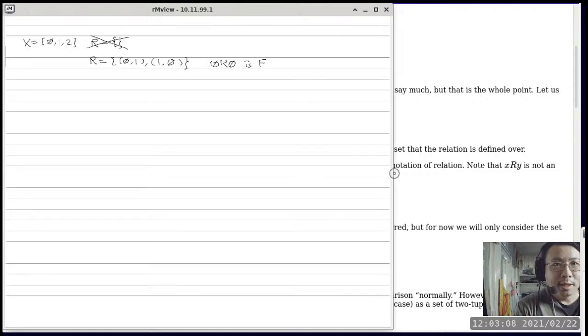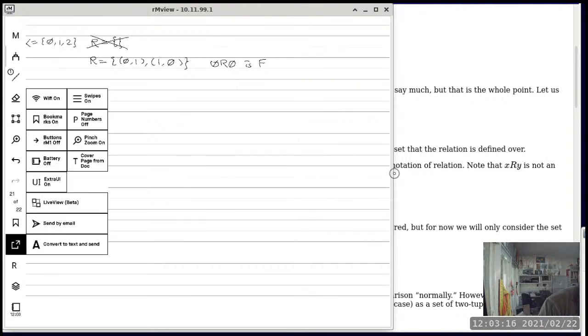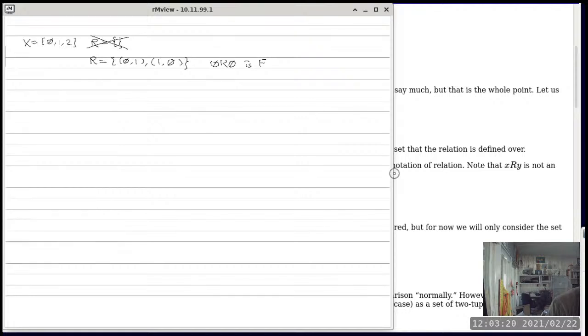Yeah, my palm, it detected my motion on my palm, so I'm going to turn off swipes. There we go. Alright.